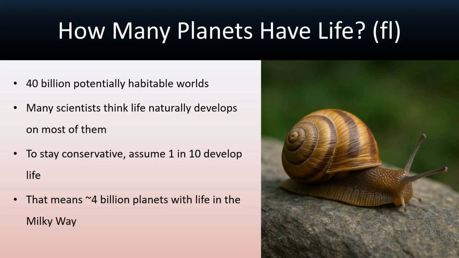How many planets have life? In the last step, we estimated there are about 40 billion potentially habitable worlds in our galaxy. The next step is asking, on how many of those planets does life actually appear? On Earth, life showed up quickly once conditions settled, within a few 100 million years. That suggests life may be a natural outcome when the chemistry is right. Scientists debate the exact odds, but many argue it could be close to 100%. To stay conservative, let's say only 1 in 10 habitable planets actually develop life.